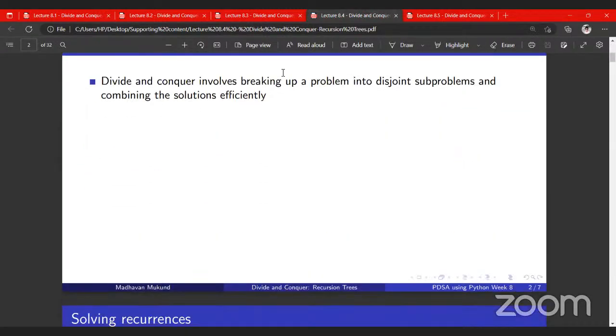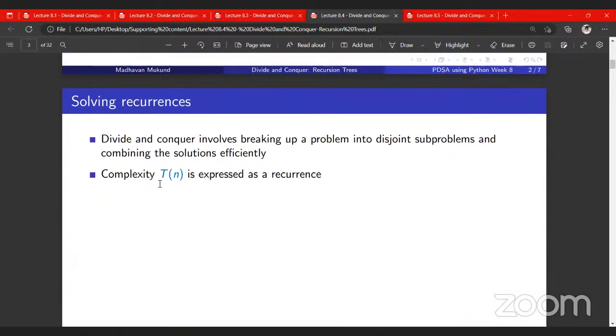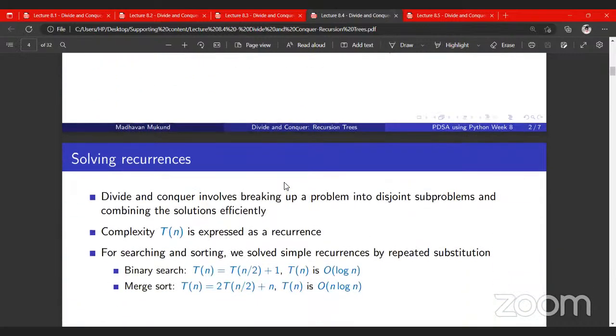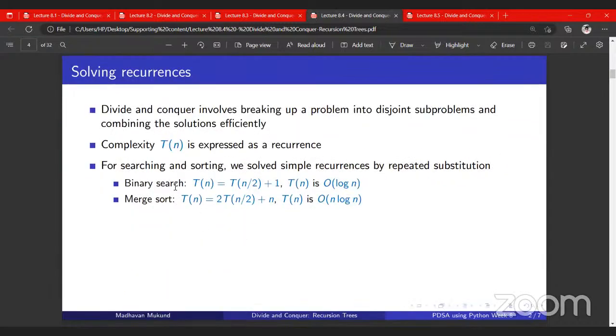Divide and conquer involves breaking the problem. This is the definition of divide and conquer. Every time we divide the problem into disjoint subproblems and we solve each subproblem separately without interfering with each other. After that, we merge the solutions of each subproblem to get the final solution. The complexity T(n) is expressed as a recurrence. We can represent the recursive solution as a recurrence relation.